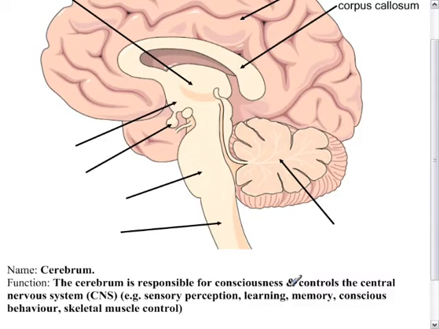As well as our skeletal muscle control. So the commands to actually move your skeletal muscles, move your arm around, move your legs around, decide to go somewhere, are all controlled here from your cerebrum. It's essentially what makes you, you.